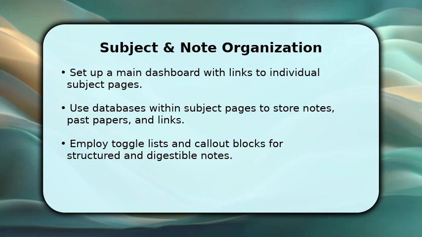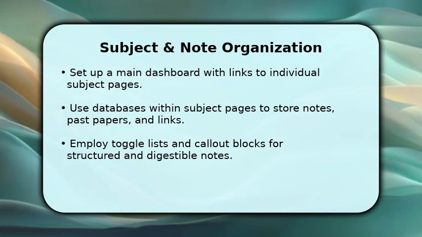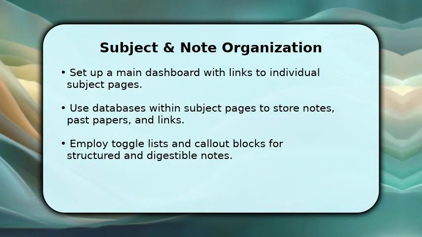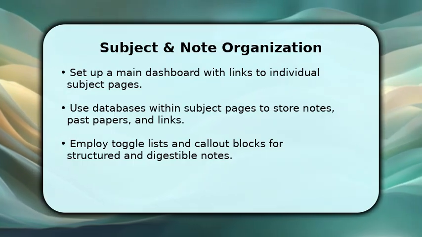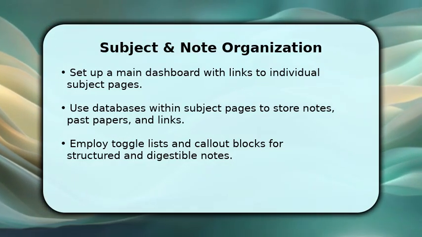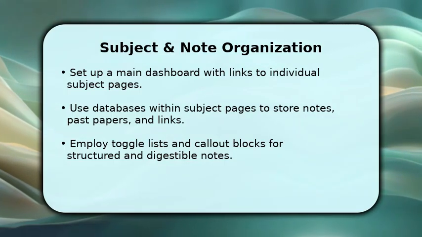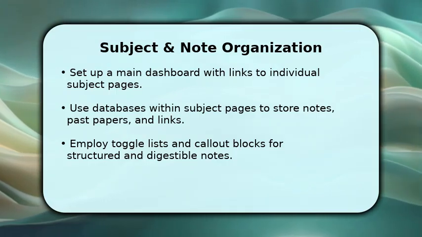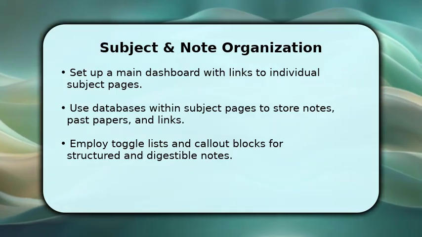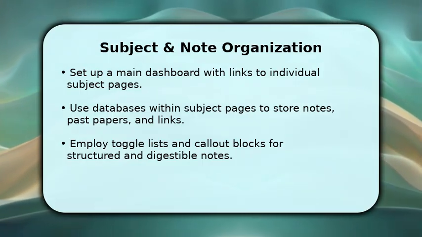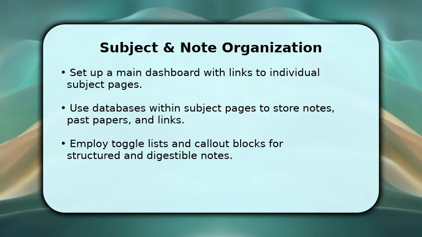To effectively organize, begin by creating a main dashboard in Notion. From there, link to individual pages for each of your A-level subjects. Within these subject pages, utilize databases to store all your notes, past papers, and important web links. For note-taking, try using toggle lists to hide and reveal information, and callout blocks to highlight key concepts. This structured approach makes reviewing much more efficient.